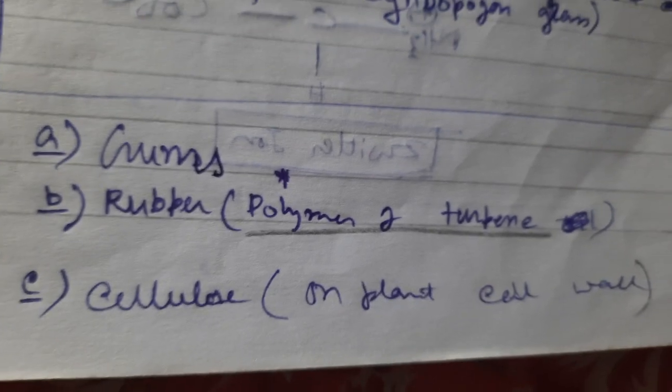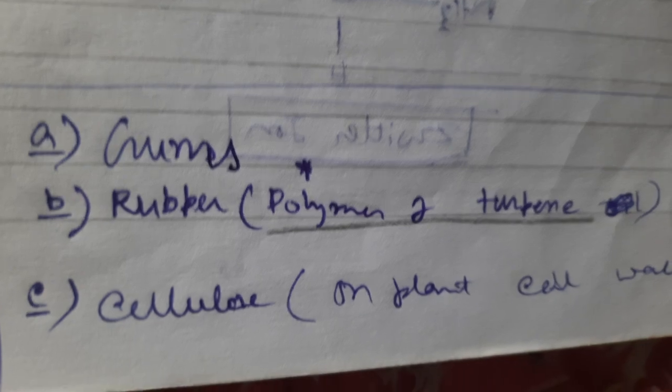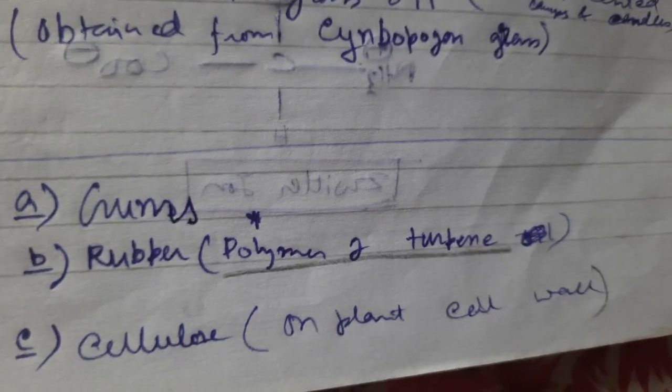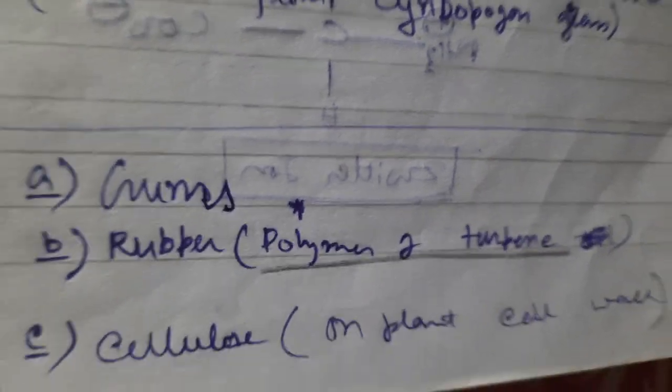And there are polymers including gums, rubbers. Rubber is obtained, and then comes cellulose, etc. So that's it. This is lecture 2, and that's it for biomolecules.